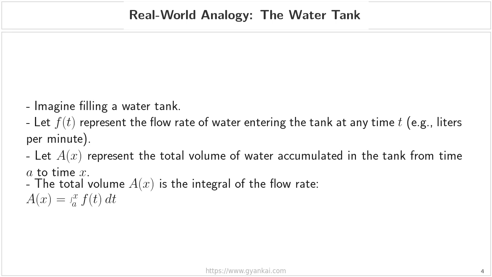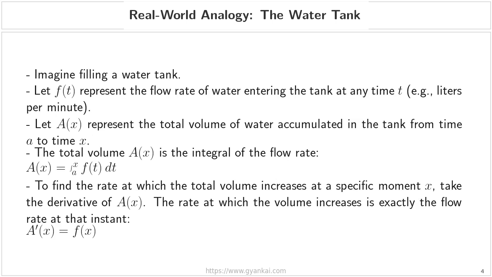Now here's where the integral comes in. The total volume, A(x), is actually the integral of the flow rate. We can write this as the integral from a to x of f of t dt. Remember from our earlier slides, this integral represents the accumulation of the flow rate over time. We're essentially adding up all the little bits of water flowing in over the interval from a to x.